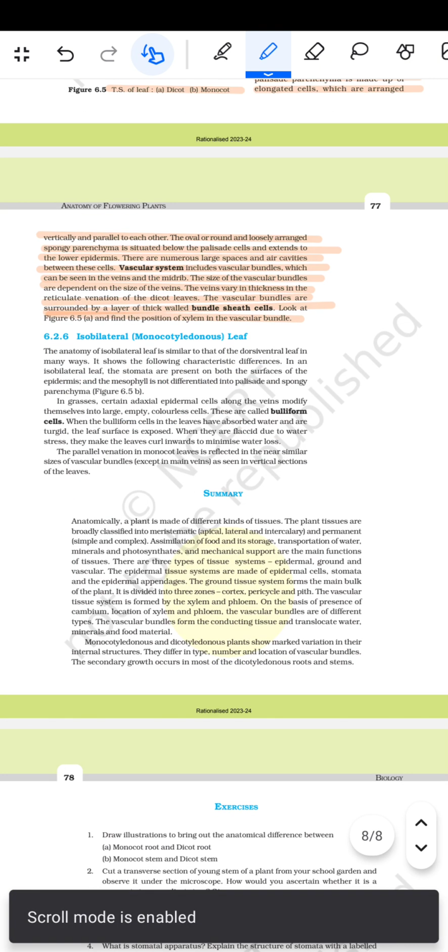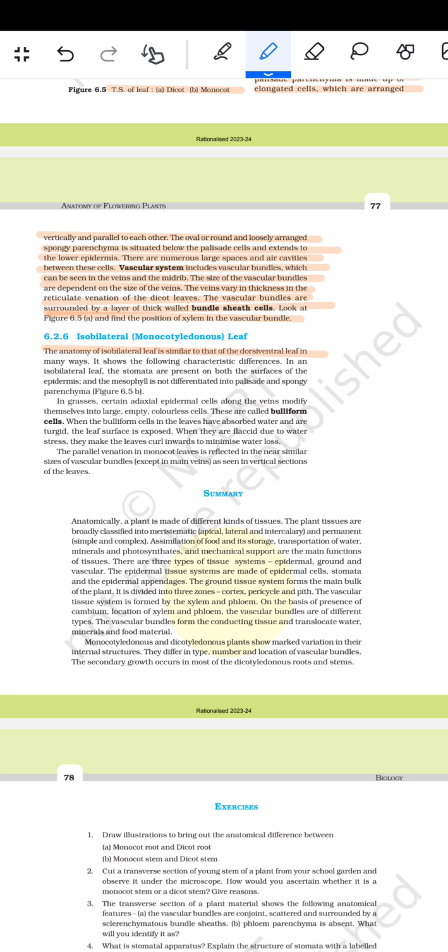फिर आता है आइसोबायलेटरल लीफ, जिसको मोनोकोटिलिनस लीफ कहते हैं. मोनोकोट में आइसोबायलेटरल लीफ होता है. The anatomy of the isobilateral leaf is similar to that of the dorsiventral leaf. In many ways, it shows the following characteristic differences. In an isobilateral leaf, the stomata are present on both surfaces of the epidermis, and the mesophyll is not differentiated into the palisade and the spongy parenchyma.